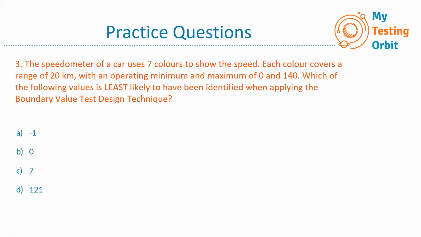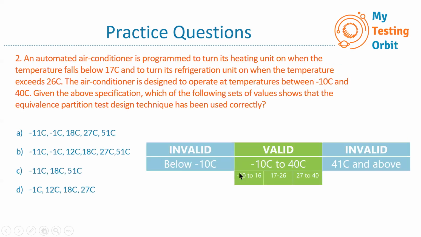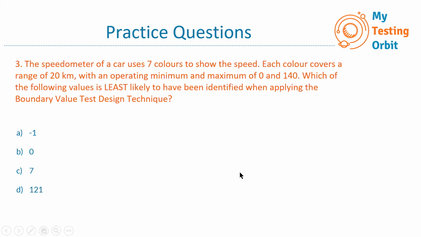I will say the question. The speedometer of a car uses 7 colors to show the speed. Each color covers a range of 20 kilometers with an operating minimum and maximum of 0 and 140. Which of the following values is least likely to have been identified when applying the boundary value test design technique? So go ahead, take your time, work out this one, and let me know what the right answer is.